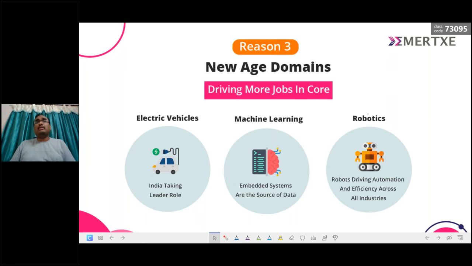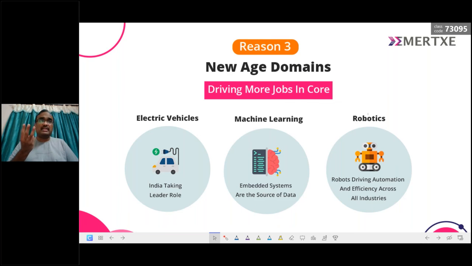Third one, because of the pandemic and many other reasons, the entire world is moving towards digitization and automation. Be it using a robot, or improving efficiency using certain tools and techniques without human intervention. So that is also driving a lot of jobs. This is more of a technology trend, as we saw.